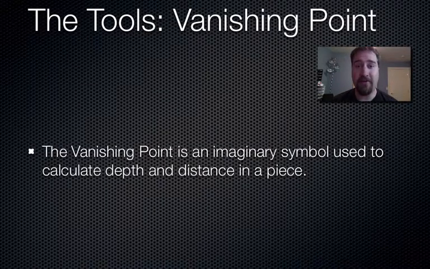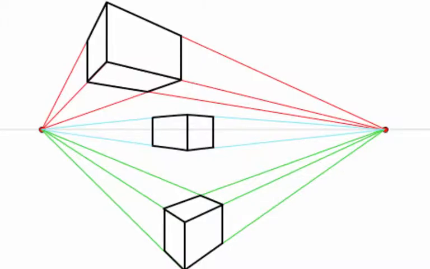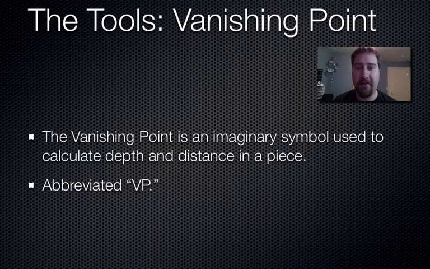All right, let's move on to your next tool. Your next tool is called the vanishing point. The vanishing point is an imaginary symbol, and it's used to calculate depth and distance in the piece. Now, your vanishing point always sits on the horizon line. In class, you're going to hear me use the phrase VP. That's because I always abbreviate vanishing point VP. You'll usually hear me say VP1, VP2.